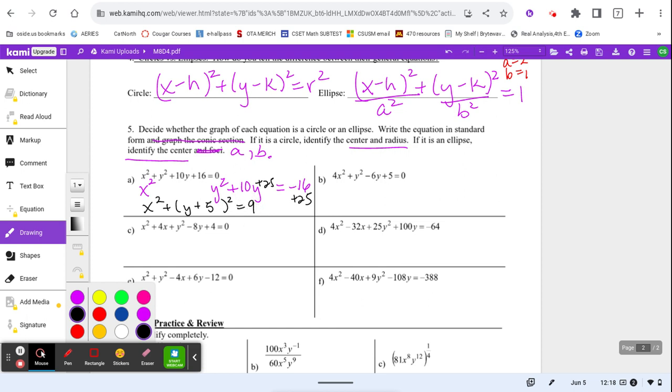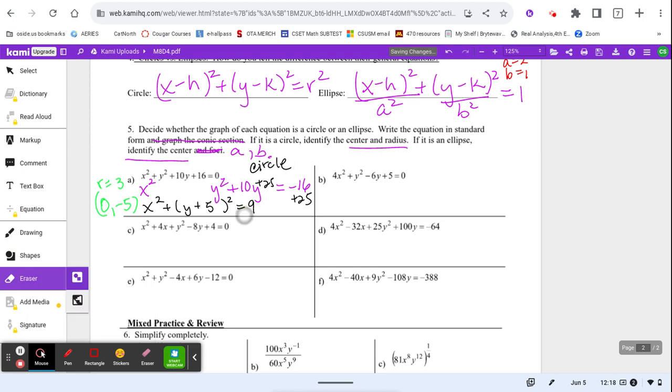to 9. And so notice that this is equal to some sort of a radius, not 1, and there's no denominators yet or no coefficients in front of those. So we're going to say that this one is a circle with a center at 0, negative 5, and a radius of 3. Square root of 9 is just 3. Does that make sense? All right, next one.